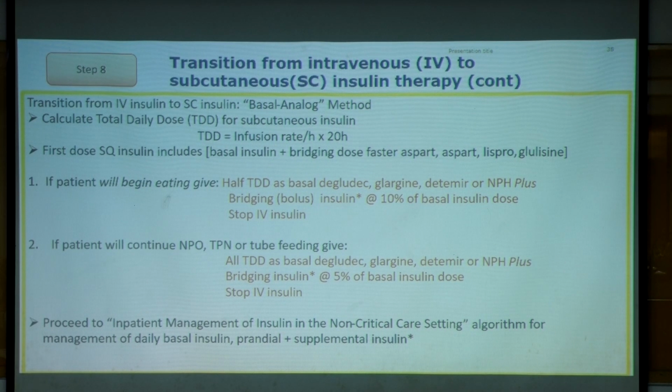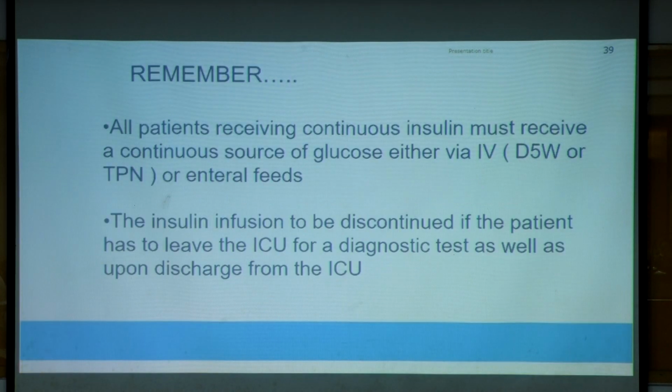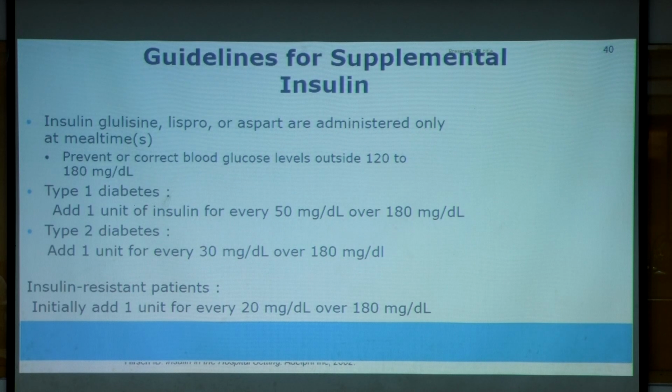So, proceed to inpatient management of insulin in the non-critical care setting. After this, you can just proceed with what the previous speakers have done in the non-critical care setting. So, remember, all patients receiving continuous insulin must receive a continuous source of glucose, either via 5% dextrose, TPN or enteral feeds. And the insulin infusion is to be discontinued if the patient has to leave the ICU for a diagnostic test as well as upon discharge from the ICU.